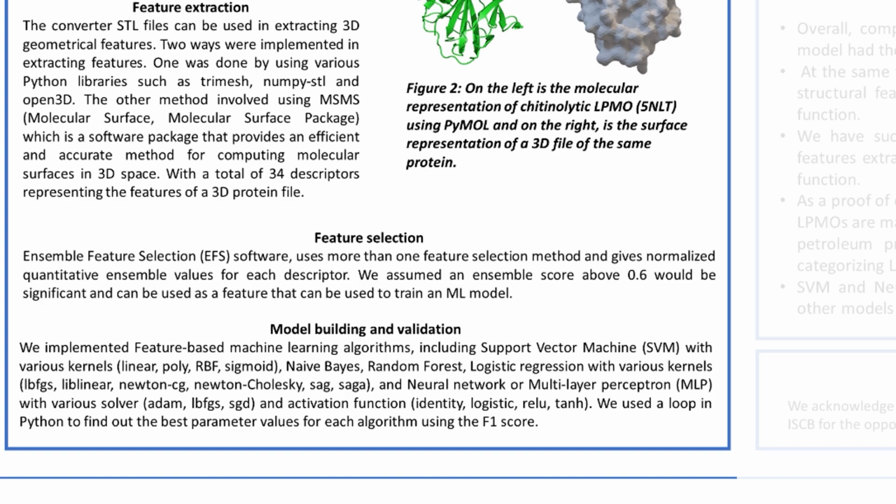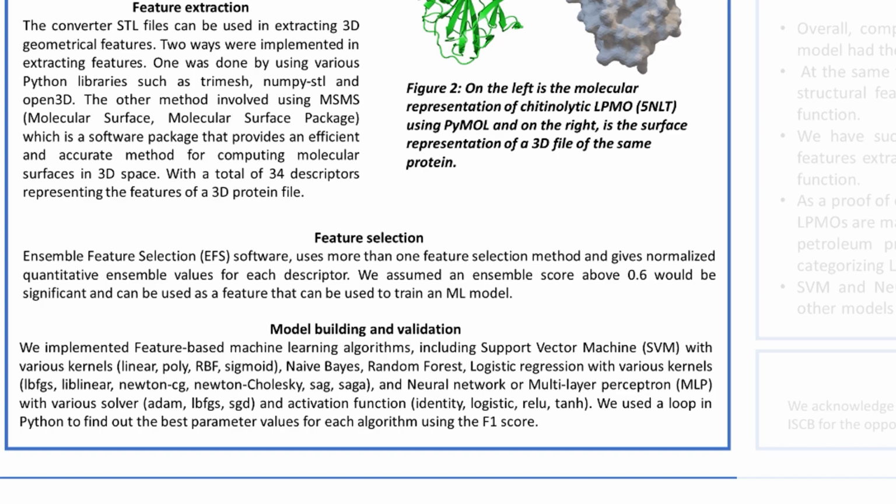And moving on to the feature selection part, we use ensemble feature selection methods, which use more than 8 different methods to come up with a normalized ensemble score for each descriptor. We assumed that an ensemble score of around 0.6 or above can be a significant feature that can be used in training a machine learning model.